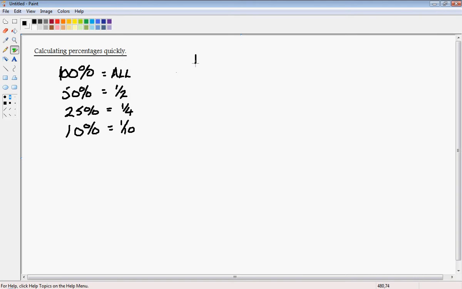So for example, if we've got this £40 that's in my wallet and we want 50%, we know that's half. So 40 divided by 2 would give us 20. Now if we wanted to find 25% of this £40, we know that's a quarter. So we just divide 4 into 40, and 4 into 40 goes 10. So you would get £10.